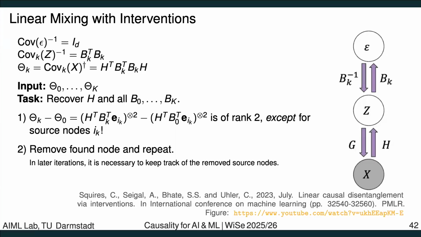But just keep in mind that we can do this step over and over again, always finding those nodes without parents, because we can identify them from the statistics, and then just remove them and iterate until we have found all variables, or have discovered all variables.